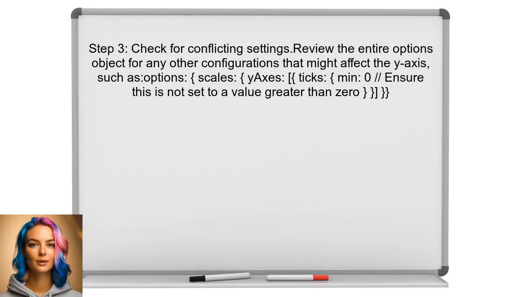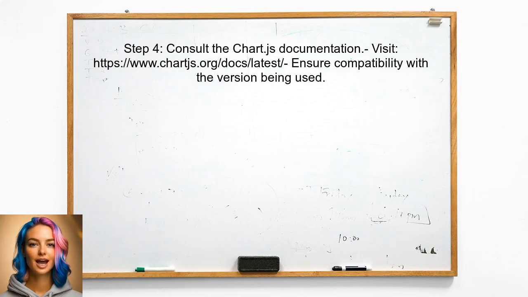If the chart still does not start at zero, the user should check if there are any other conflicting settings in the options object that might override the y-axis configuration. Lastly, the user can consult the documentation for the Chart.js library to ensure they are using the correct version and that all features are supported.